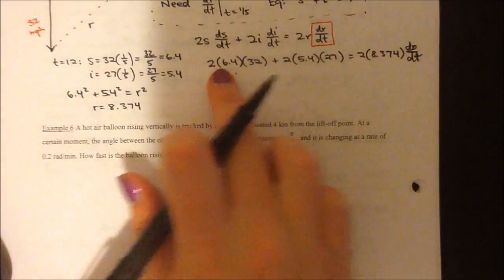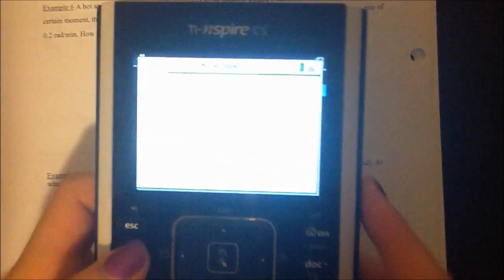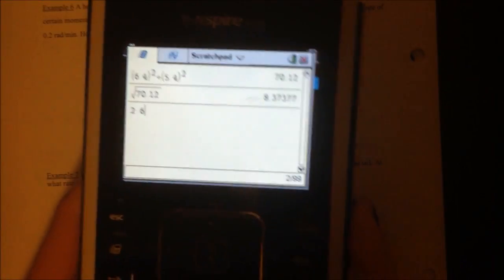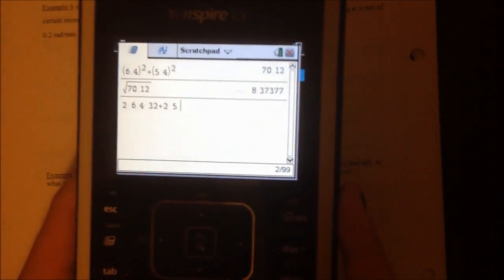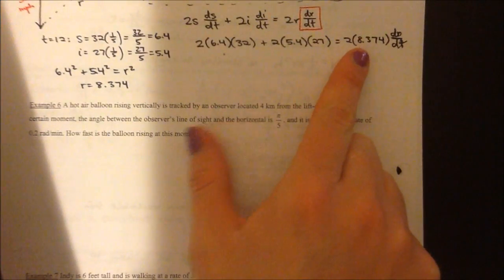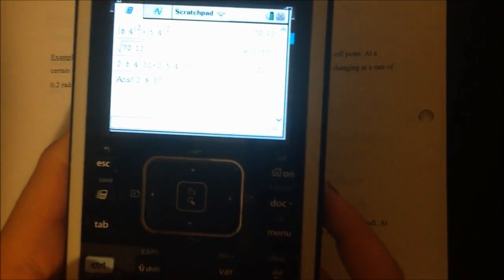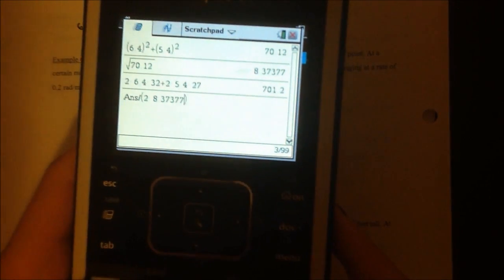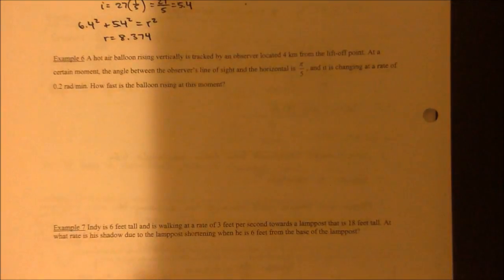All right, so we're going to add this whole left-hand side together. So we've got 2 times 6.4 times 32 plus 2 times 5.4 times 27. That's the whole left-hand side. And then I'm going to divide by the value that's attached to the dr by dt. So divided by 2 times 8.37. I'm going to use all the digits I have up above. So about 41.869.